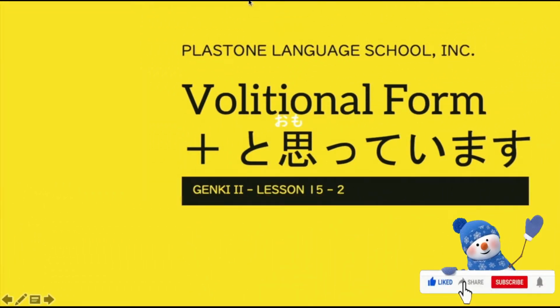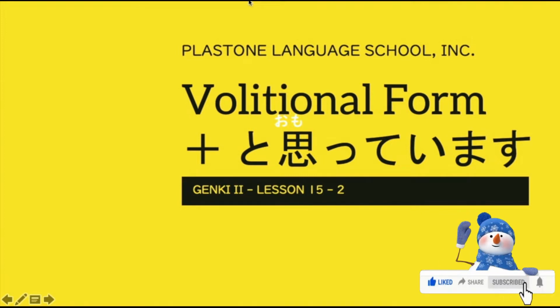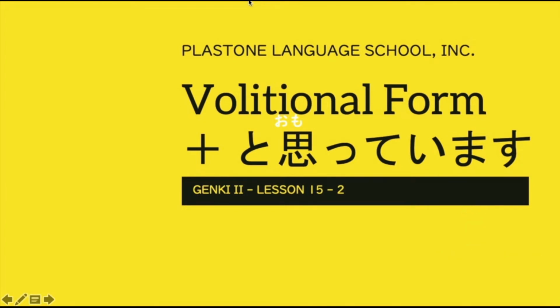Hi, konnichiwa, Aro-sensei desu. Yoroshiku onegaishimasu. Previously, napag-aralan natin kung paano mag-conjugate ng verbs into volitional form. Ngayon, yung volitional form ng verb, i-add natin siya sa phrase na to omotte imasu at to omoimasu.